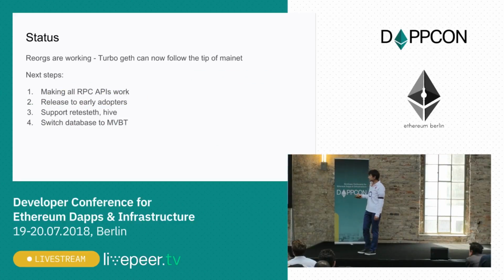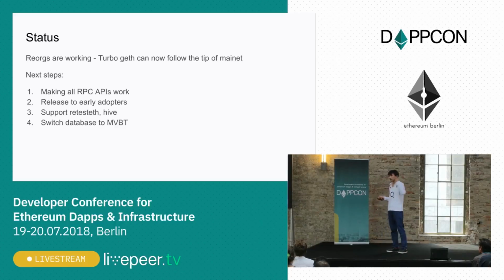And now let's look at the status. I'm really happy about this first line. Finally, after let's say 2 months of work, I managed to get Turbo-Geth not just to sync to the mainnet, but also to stay synced. It has followed the tip of the chain for the last 60 hours now, without a break.